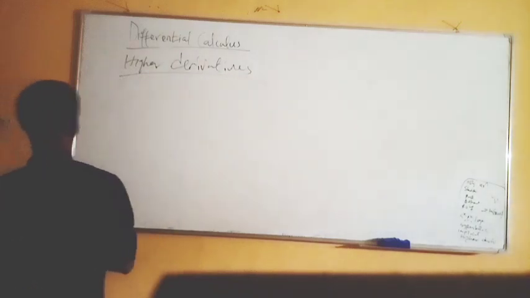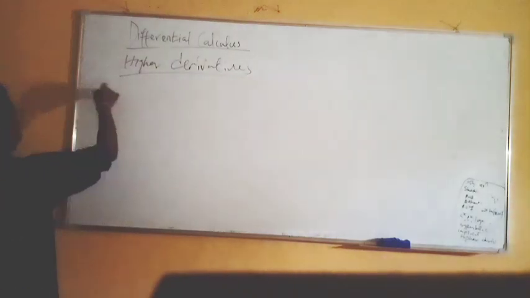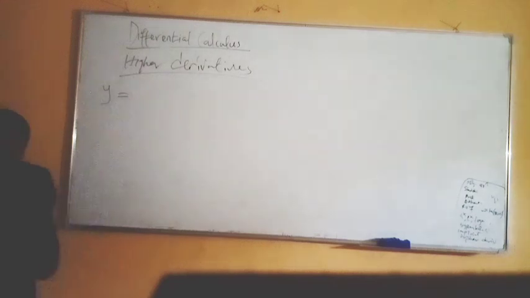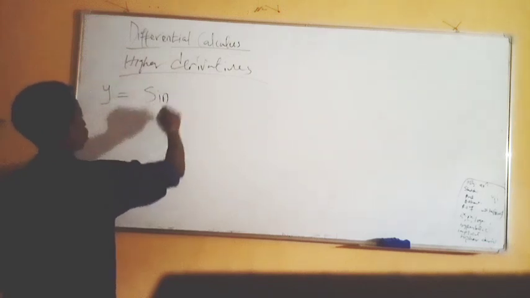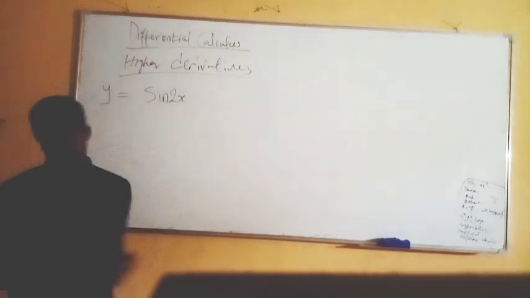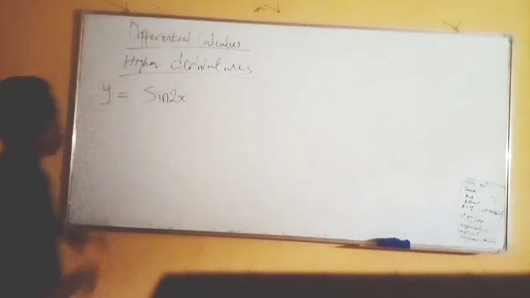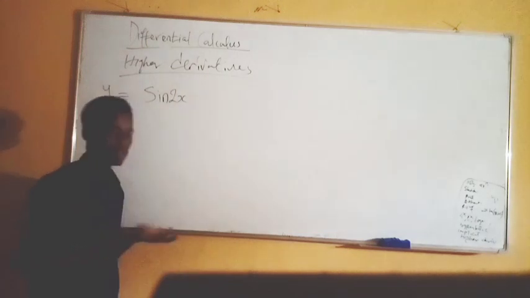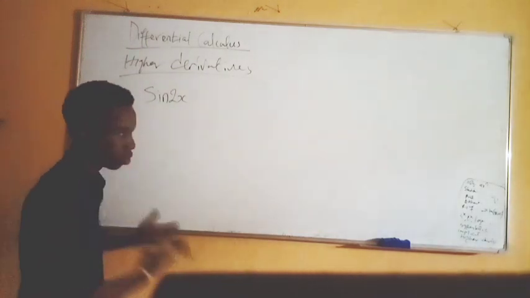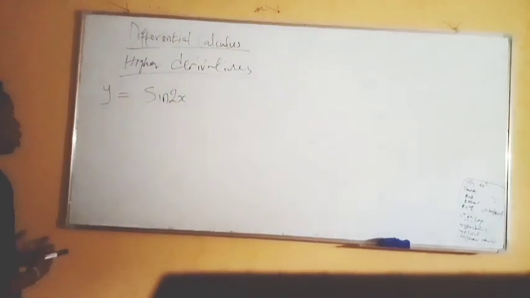Let's say we have a function like this: y is equal to sine 2x. And they said we should find maybe the second derivative, or the third derivative, or the fourth derivative. How do we do that?